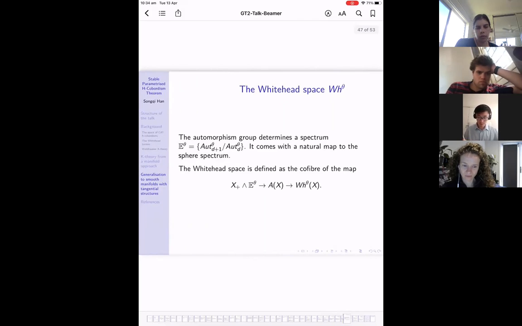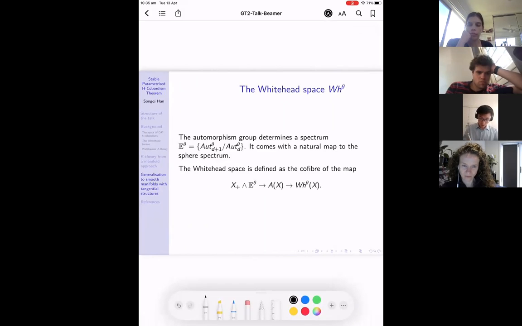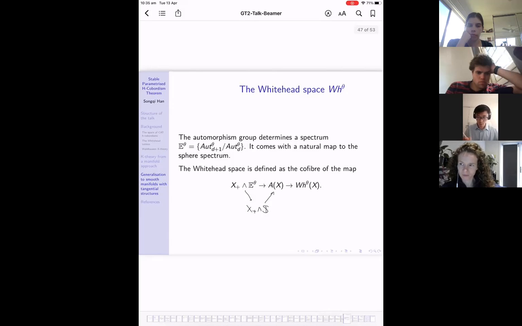The Whitehead space is then defined to be the homotopy cofiber of this map of spectra. And here again, we have this map as the composition into the stable homotopy theory, and that map is what we use to define the smooth Whitehead space.